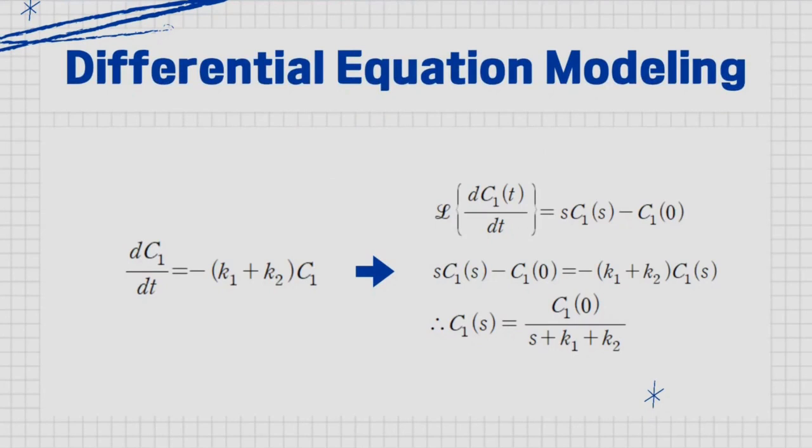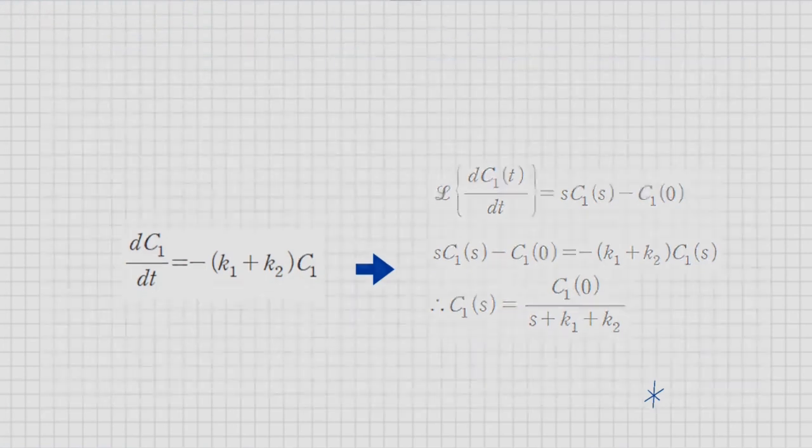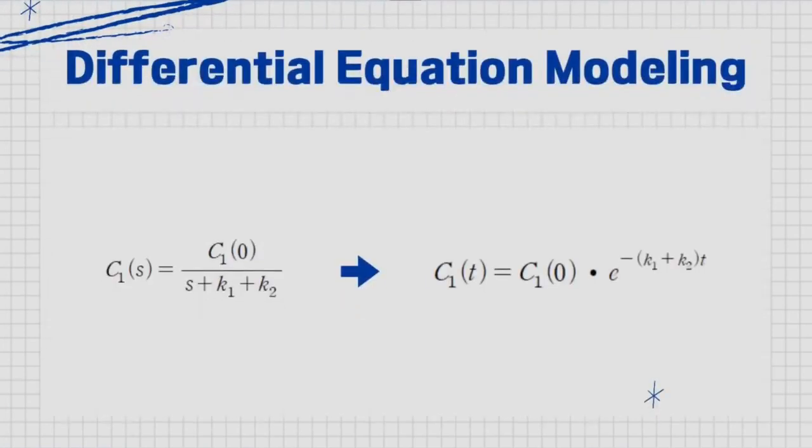To obtain each concentration, we first solve the first differential equation. Applying the Laplace transform to both sides and simplifying, we derive an equation. By taking the inverse transform, we obtain the expression for the concentration in the central compartment, C1(0) times e to the power of negative (K1 plus K2)t.